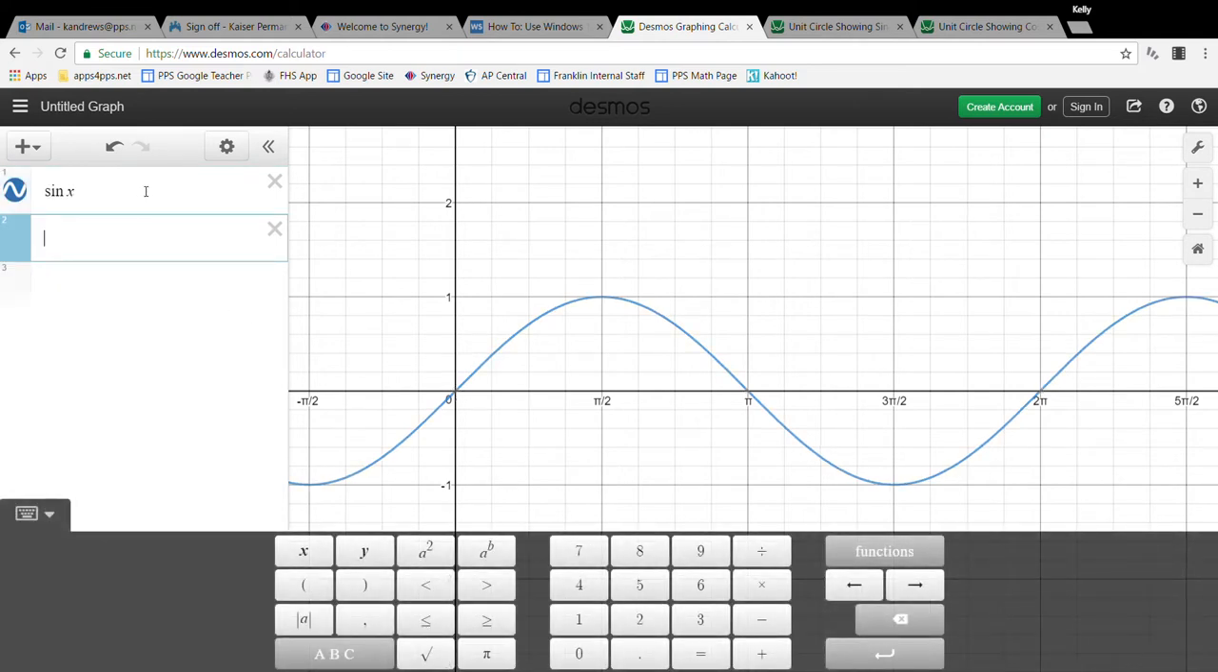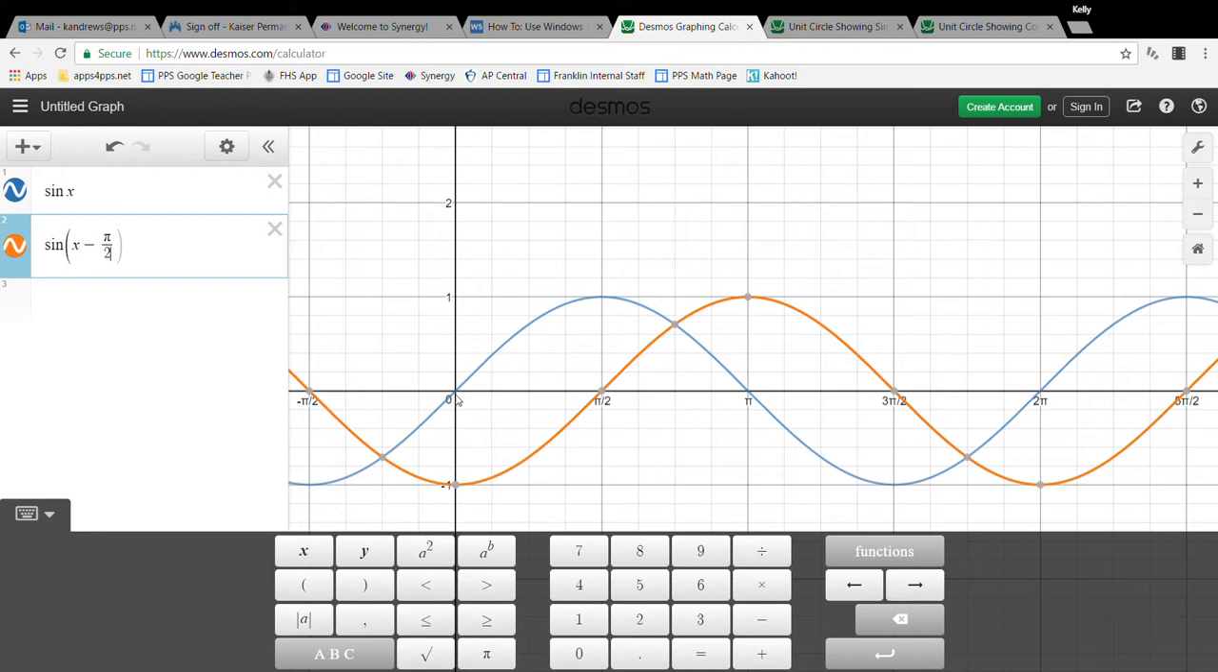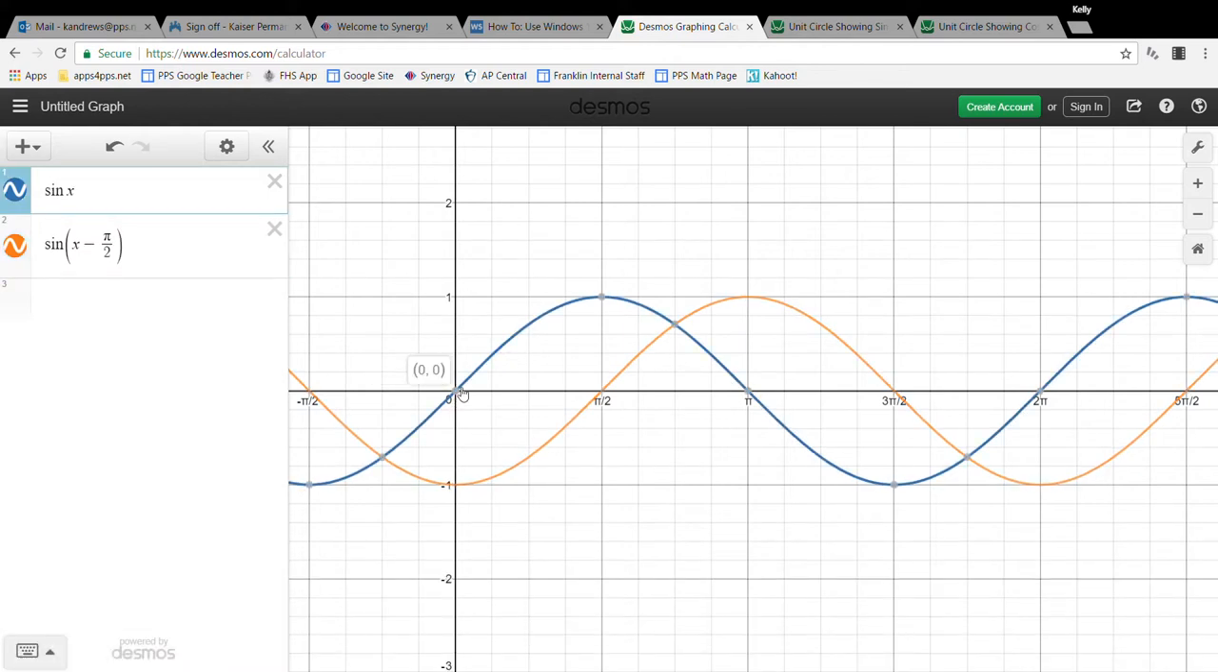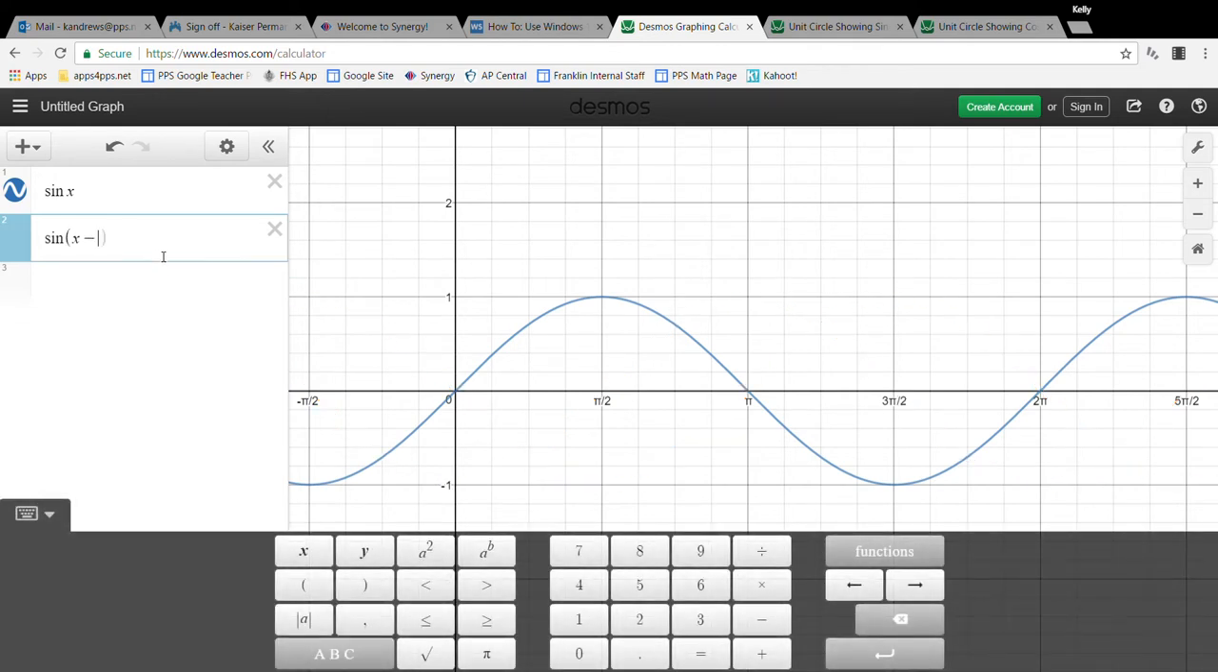If I put a new one in that is sine, parentheses x minus pi over 2, what that did was it moved this starting point for my original, the original is in blue, over to pi over 2. So it moved my whole graph from here to here. If I move that, so I'm going to change that one.